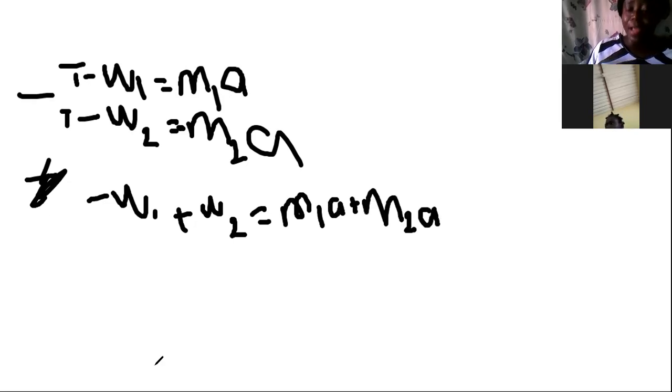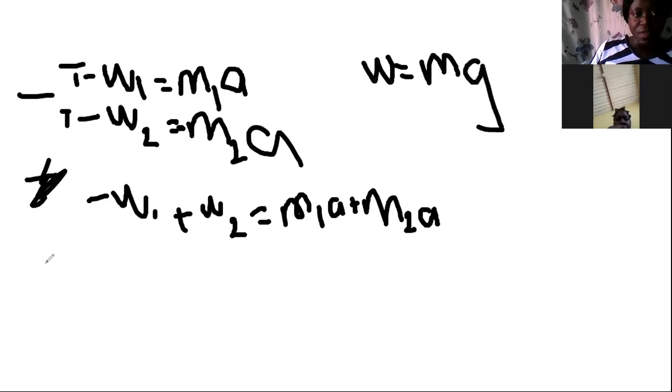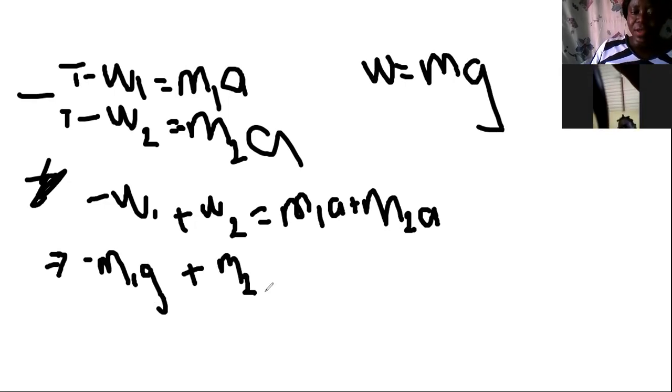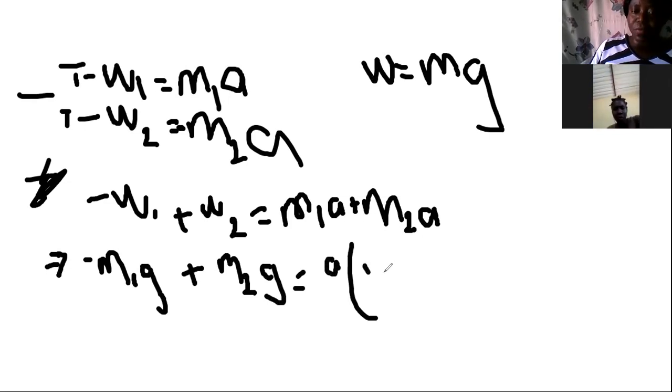Okay, so now we have our terms, so we can solve for acceleration. We know that our weight is equal to the mass times the gravitational acceleration. Therefore, our weight 1 is minus M1 times the gravitational acceleration plus M2 times the gravitational acceleration equals, I can factor out the acceleration because this is what we want to find, M1 plus M2.